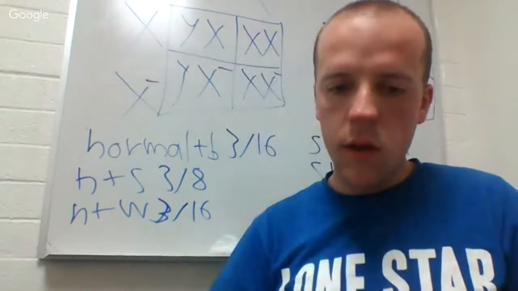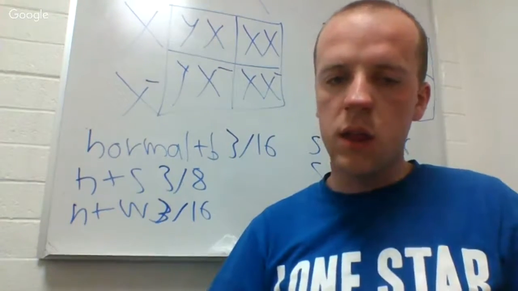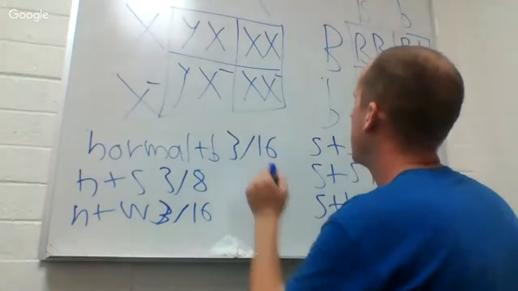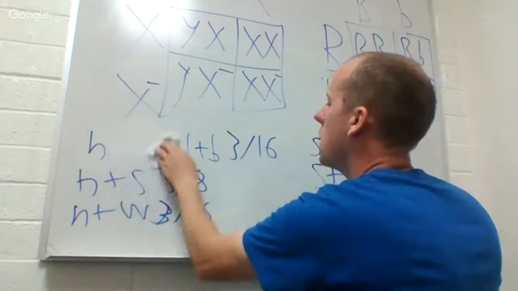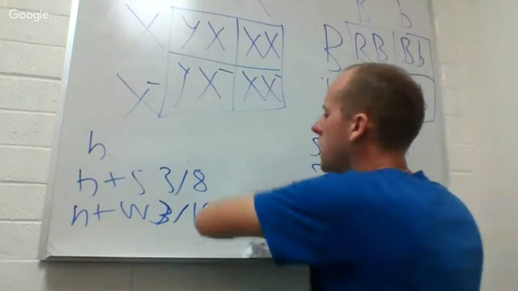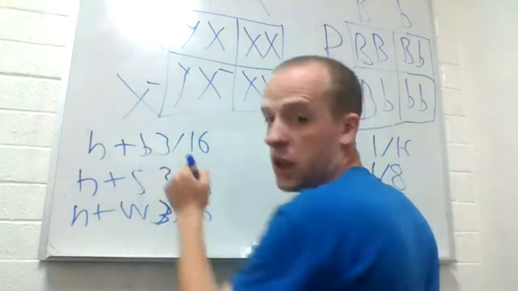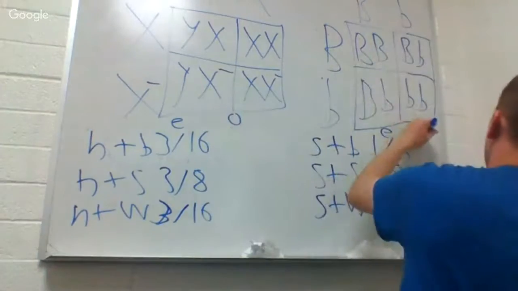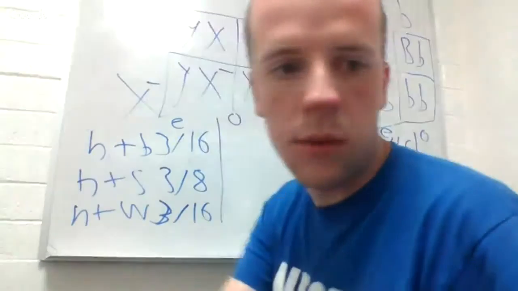For the observed, it's going to be kind of hard to fit this, so let me abbreviate it so it can all fit. Normal and black, 3 out of 16. These are the expected values, and the observed values will be here. For normal and black, we have 3.